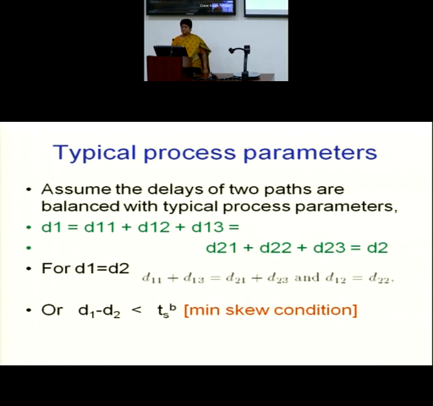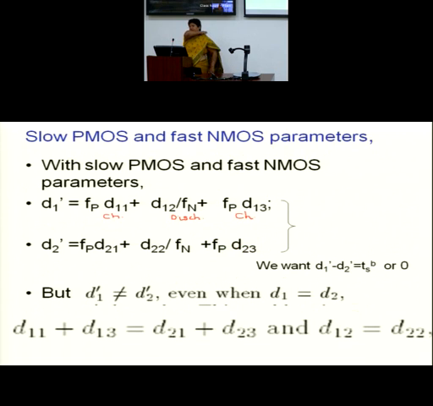So if there are slow and fast devices coming up, how do I rewrite my expressions? My rewritten expression D1 prime is a modified delay for the first part. So D1 prime will be, now it will be first becoming fast. Suppose I am taking all slow PMOS and fast NMOS. Suppose my PMOSs are becoming slow and NMOSs are becoming fast. In that situation, how to rewrite the expression?